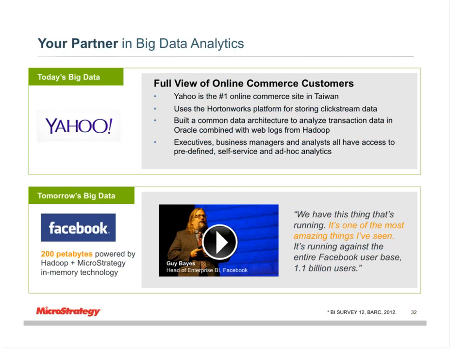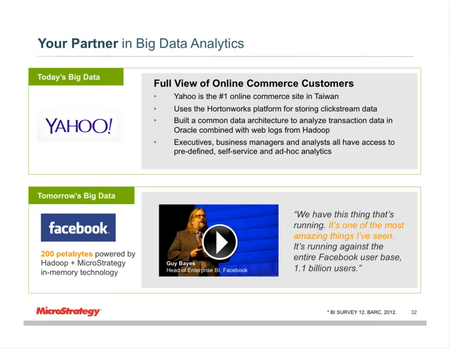Let me discuss a couple of customers. Yahoo is a joint customer between Hortonworks and MicroStrategy. And in Taiwan, Yahoo is all over the world, and they use us all over the world. But in Taiwan specifically, Yahoo is the #1 e-commerce site, #7, I think, retailer overall. And they have so much volume, obviously, they're storing all of the clickstream data that they get from their website in Hortonworks.